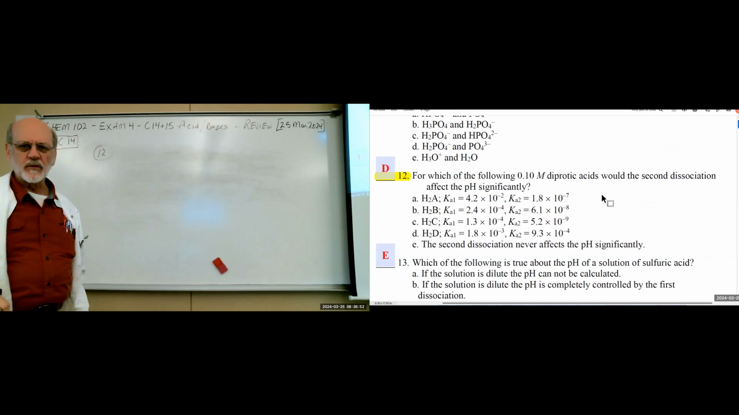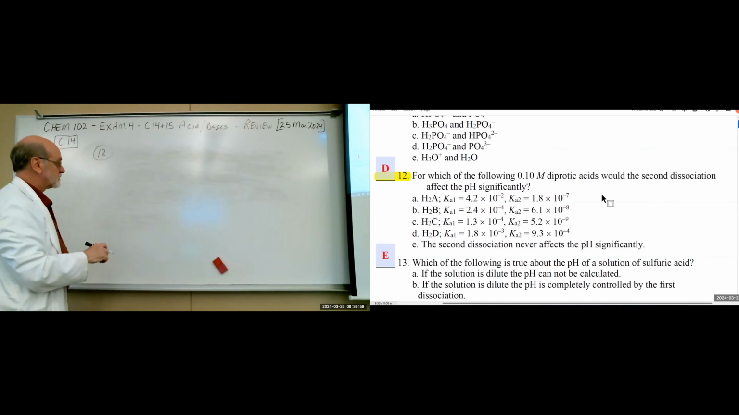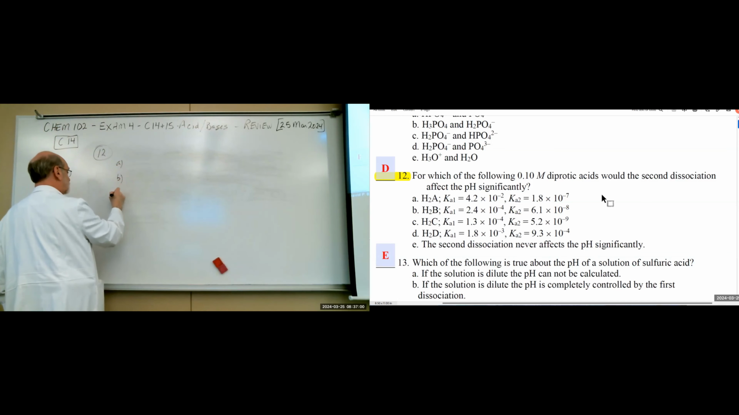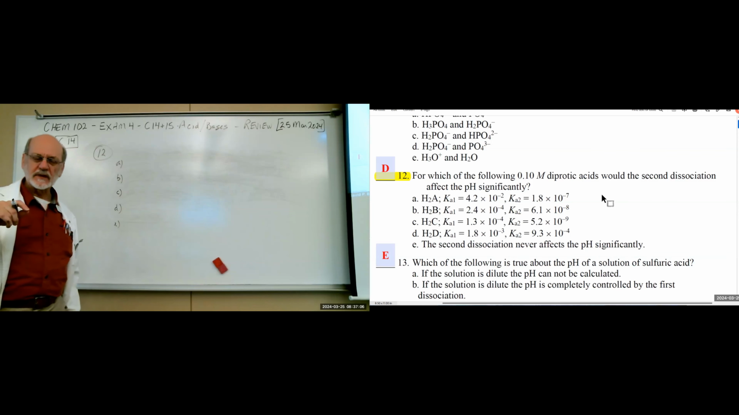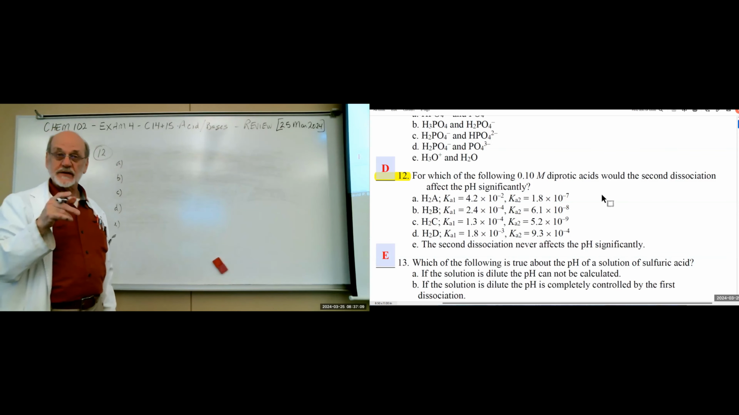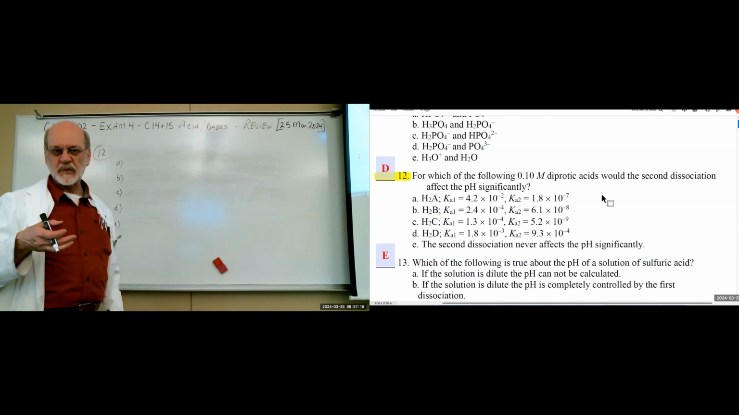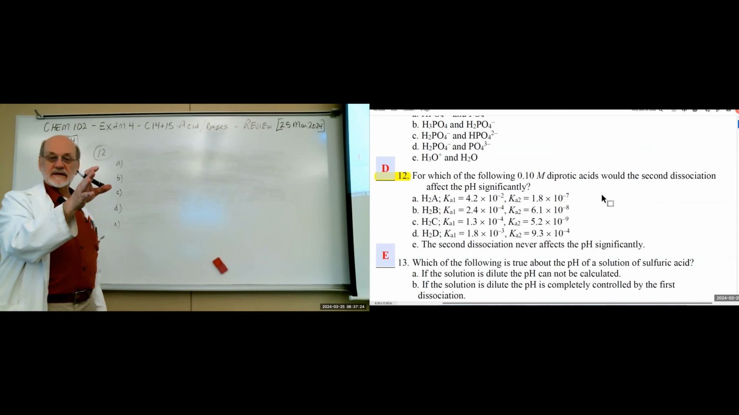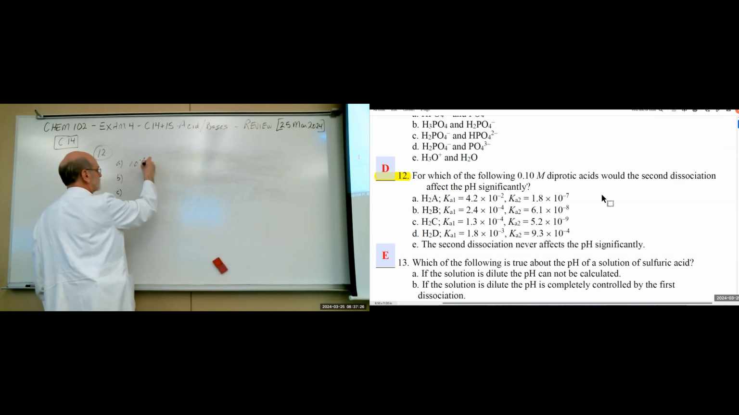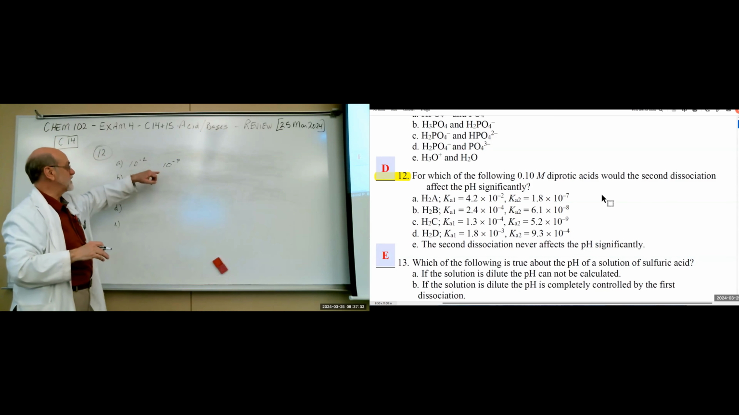For which of the following 0.1 molar diprotic acids would the second dissociation affect the pH significantly? How do we affect the pH with the second dissociation? The Ka for the second dissociation must be very close to the Ka of the first dissociation, which is very unlikely, but theoretically, is it possible? Well, look at the difference between the Ka of A, 10 to the minus 2 and 10 to the minus 7. That's 5 orders of magnitude apart. This second one has no effect on the first one.